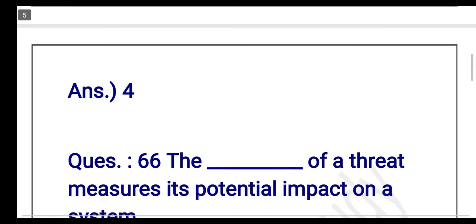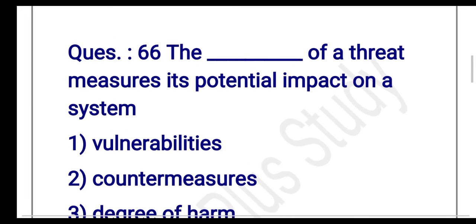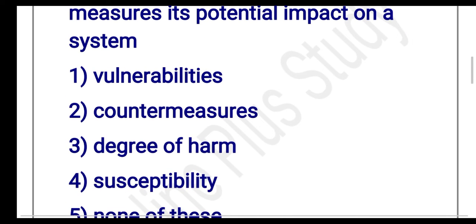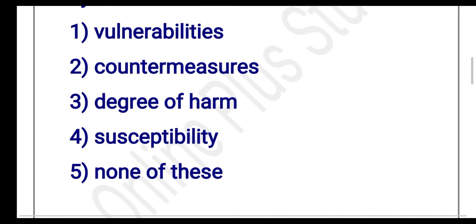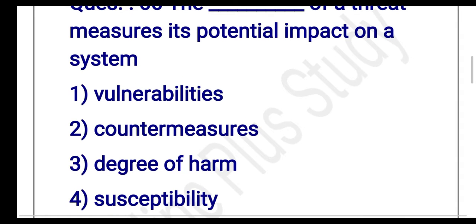Next question: the dash of a threat measures its potential impact on a system. Options are vulnerabilities, countermeasures, degree of harm, susceptibility and none of these. So its answer is option number 3, degree of harm.